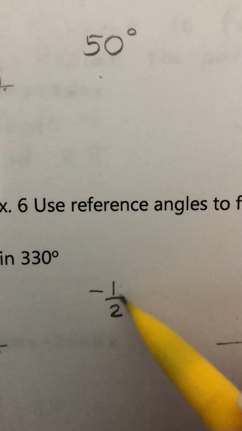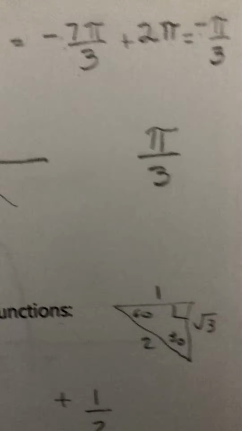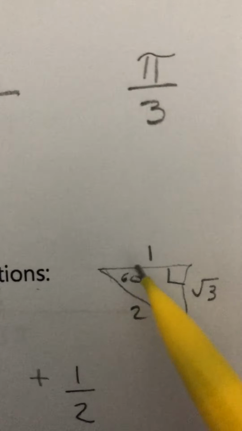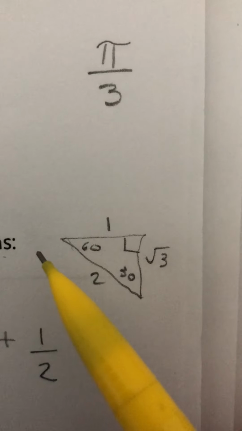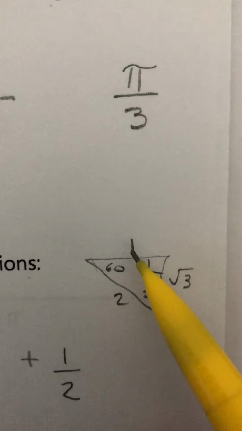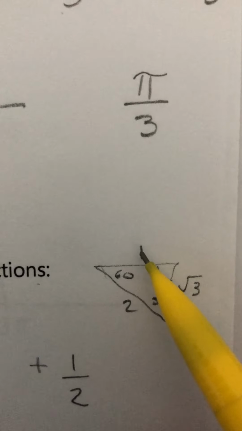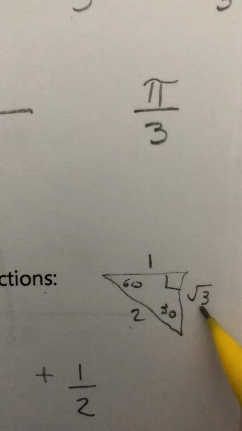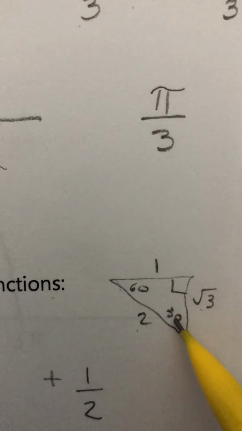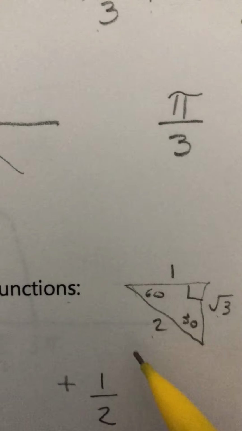Now where am I getting 1/2 from? You can go back to your 30, 60, 90 right triangle that we talked about in a previous lesson. The shortest side is opposite the smallest angle, 1. The longest side is the hypotenuse, 2. The other side is radical 3. So the sine of 30 is the opposite over the hypotenuse.